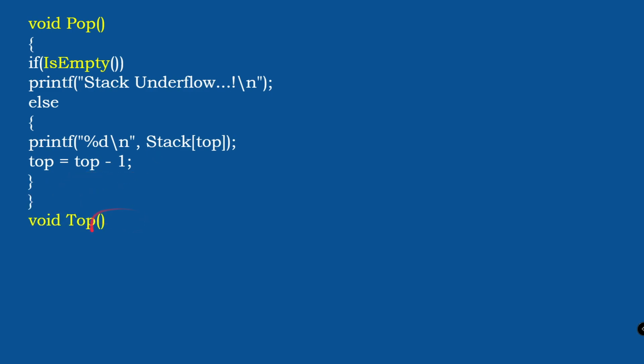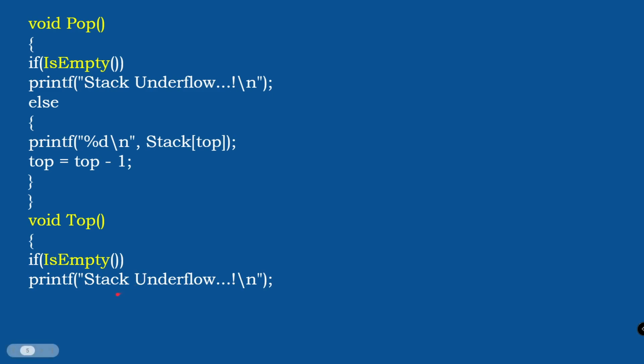Now next is the top function. This top function will give the element at the top of the stack. So if is empty, that means if the stack is empty, the function cannot return a value. So it gives the message stack underflow. Else it will take the element from the stack, from the top element.